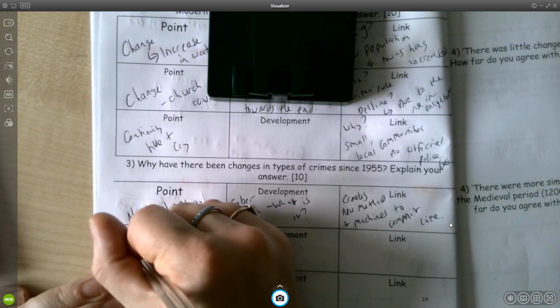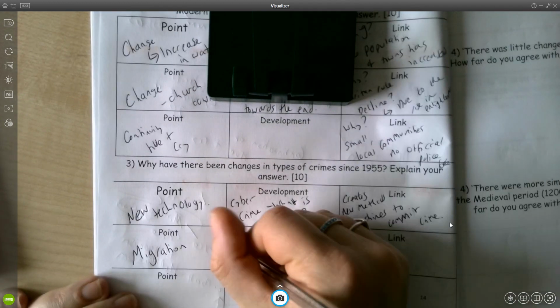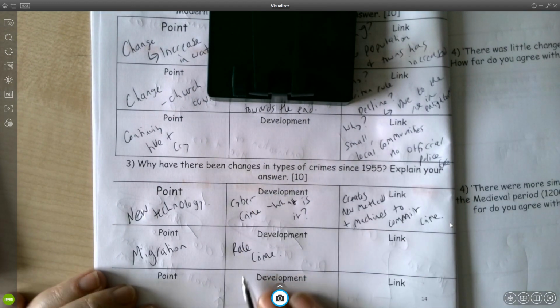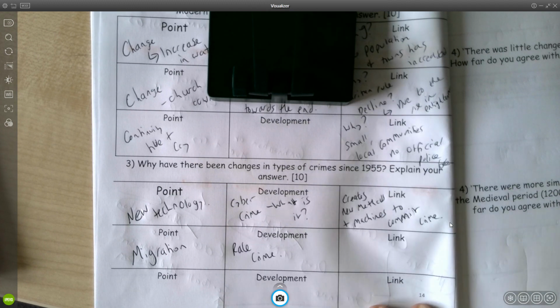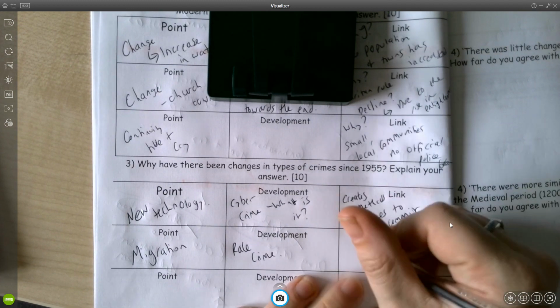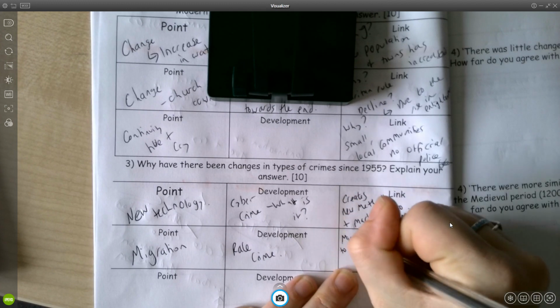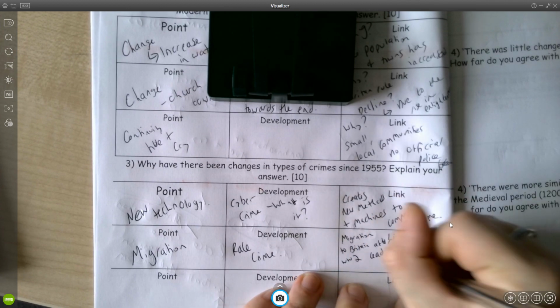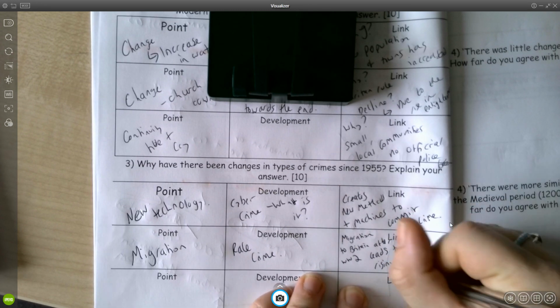Second of all, another reason, we've got migration. People moving to Britain. What does it create? Race crime. Again, you need to describe in the development what race crime is. If you don't remember it off the top of your head, get back and watch that 20th century crime content video, please. So why is this creating new crime? Well, migration to Britain after World War II leads to rising tension between Brits and migrants.